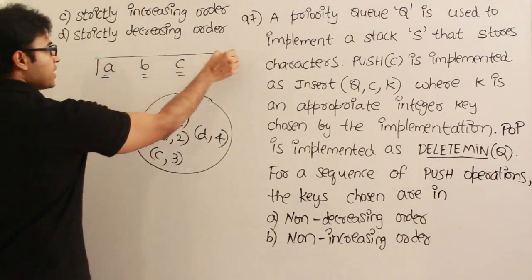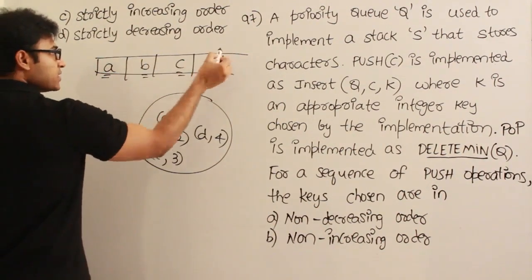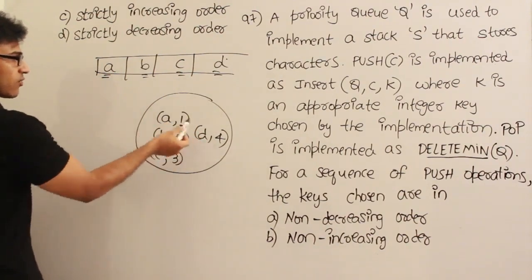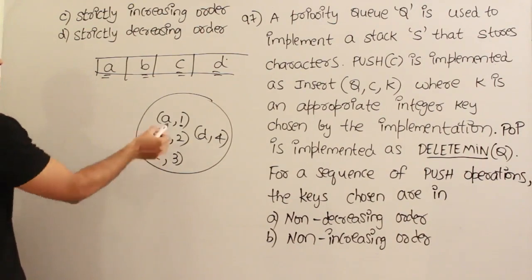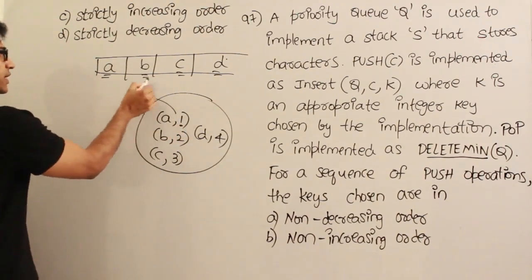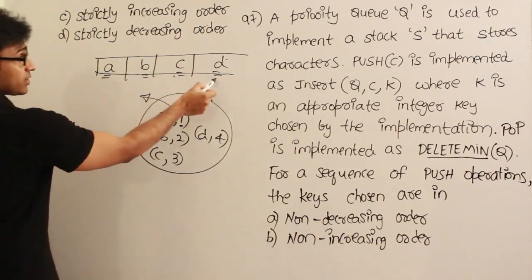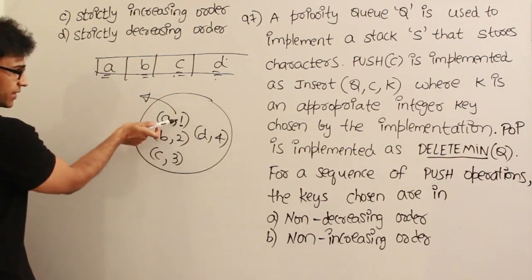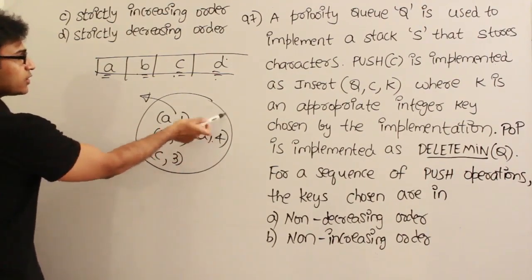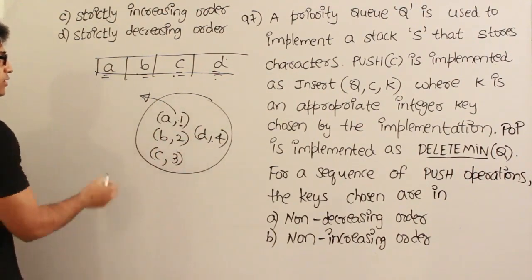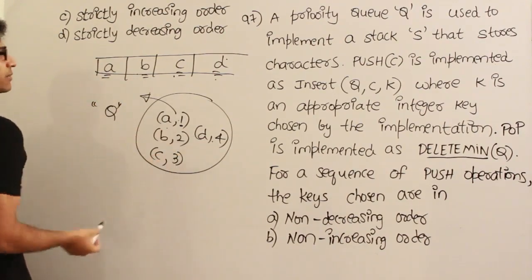See, if it would have been a stack, what should come out? The element that should come out is D, but if I do this kind of ordering, which means 1, 2, 3, 4, then delete min means the first one which will come out is A, and the next one which will come out is B, next one C, next one D, which means if I assign the keys in the increasing order, then the priority queue is actually implementing a queue, isn't it? Why? First in is coming first out.